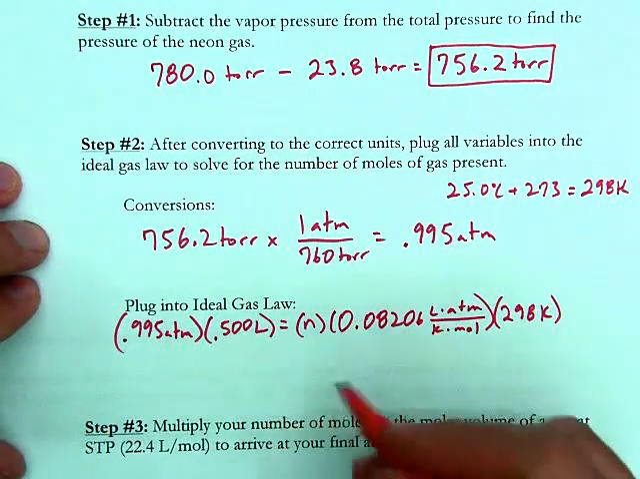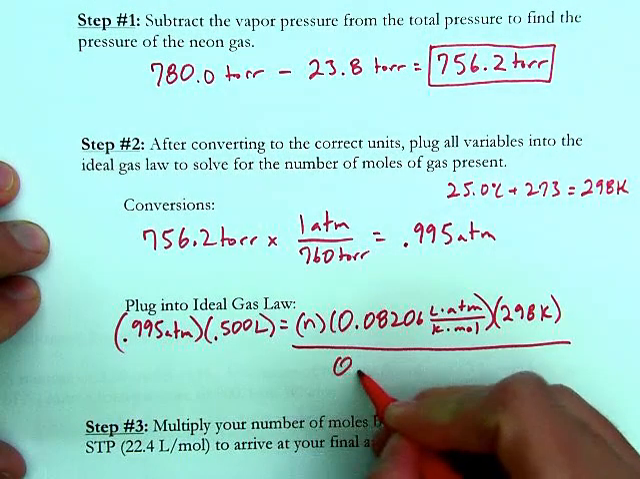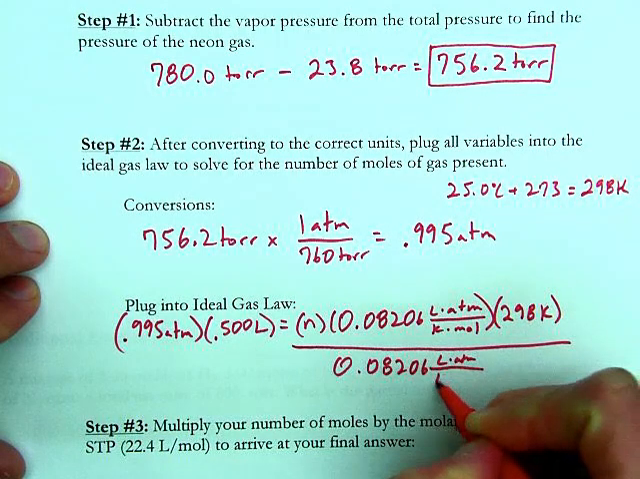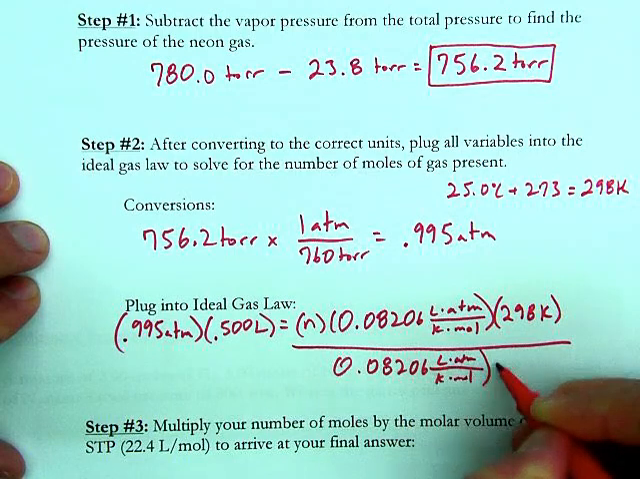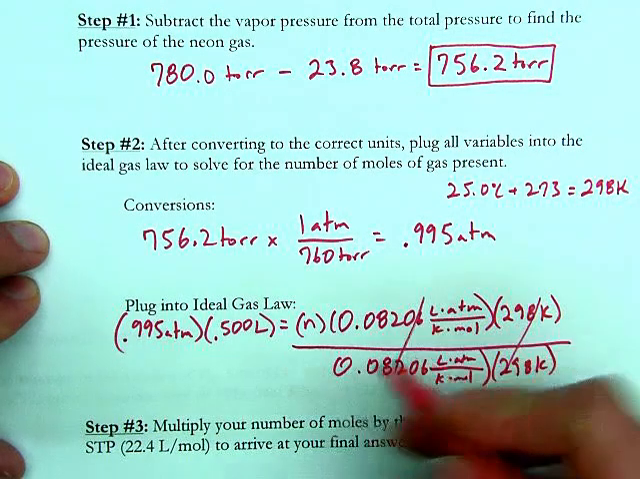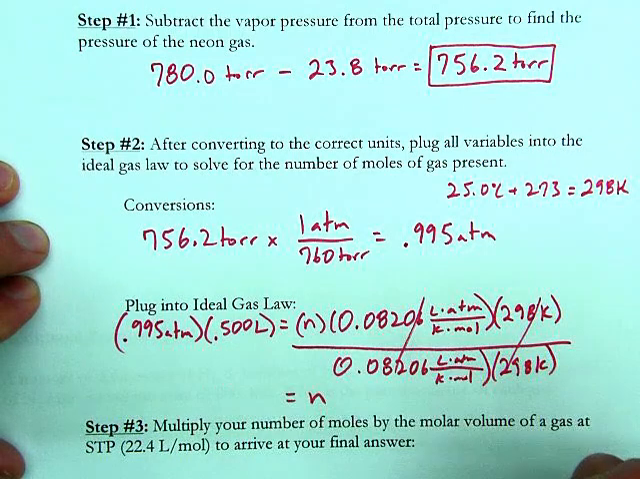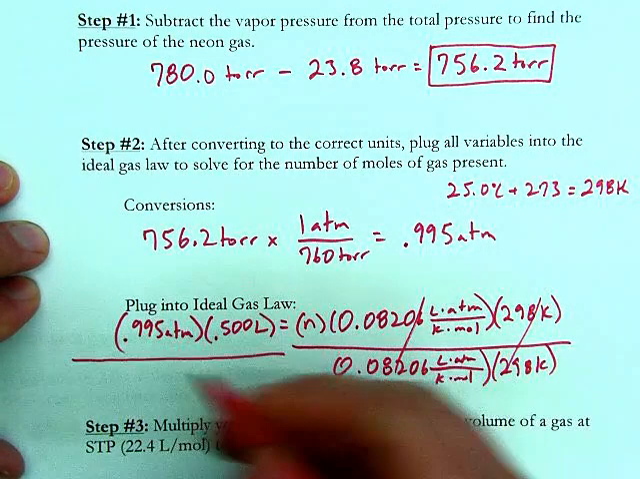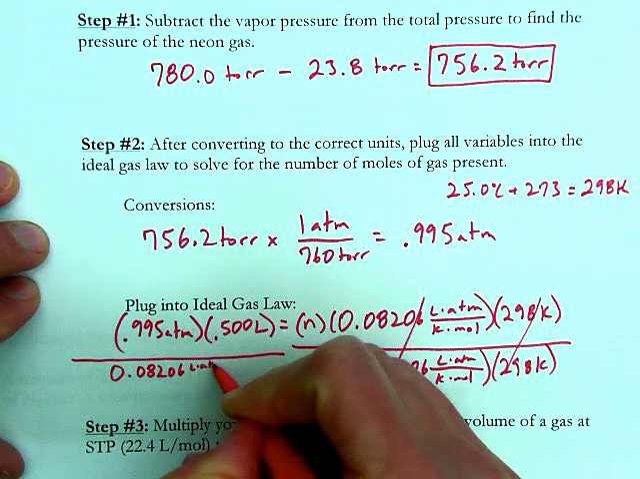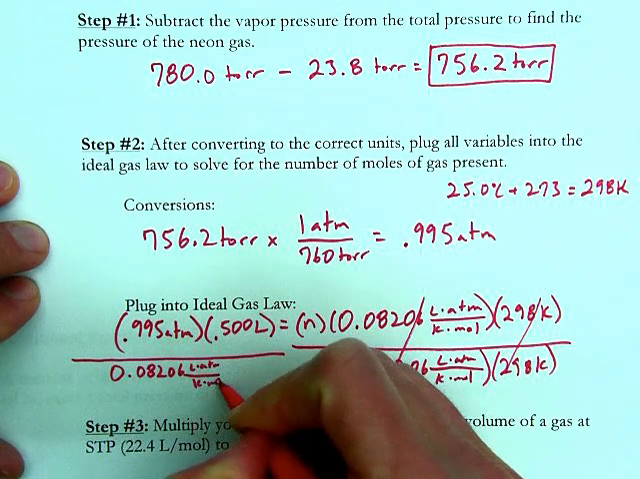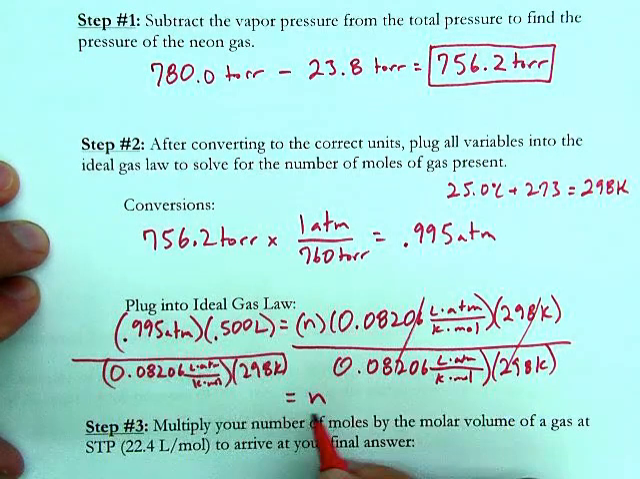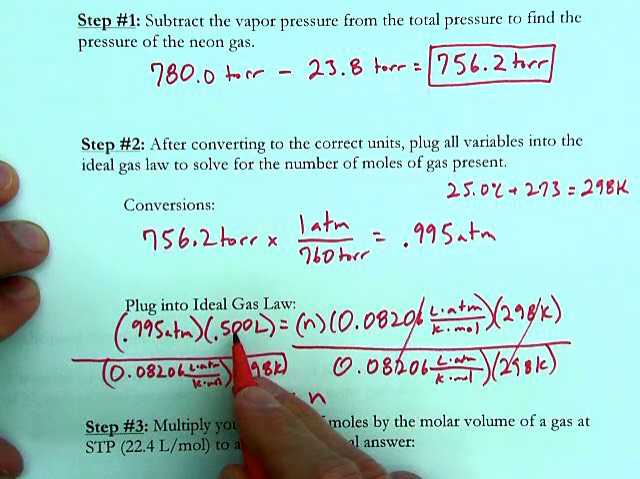To do that, you have to get n all by itself on one side of the equal sign, so I'm going to divide by 0.08206 times 298 Kelvin. These will cancel, leaving you just with n on one side. Whatever you do to one side, we do to the other, so this is going to get divided by 0.08206 times 298 Kelvin. So really, to solve for n, it's PV divided by RT.